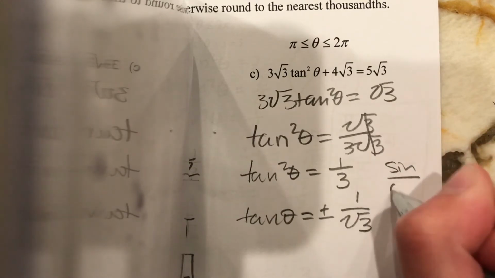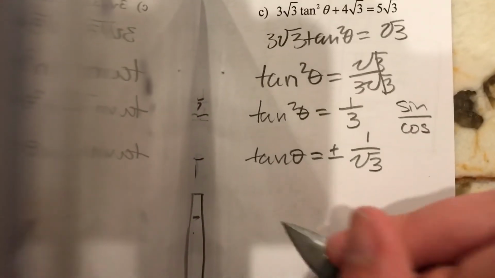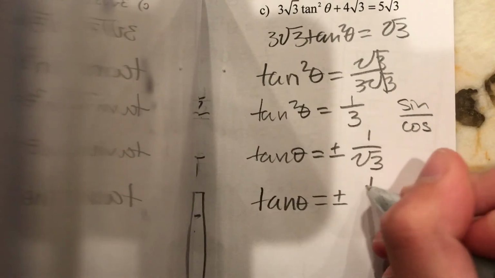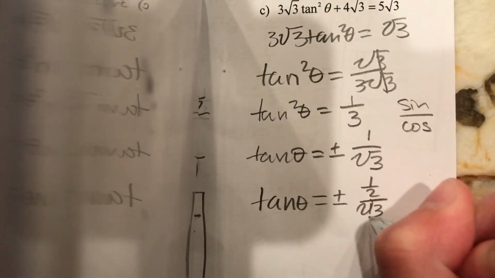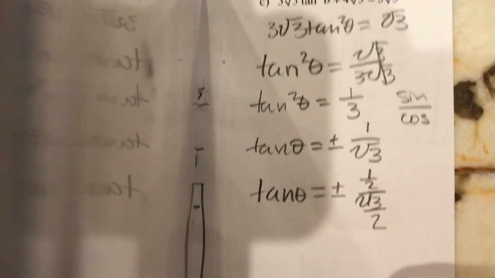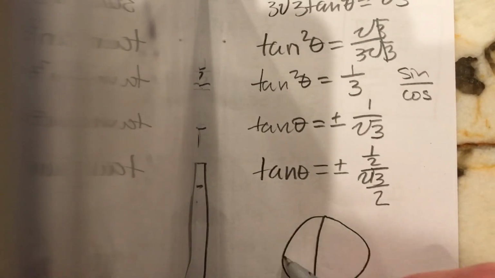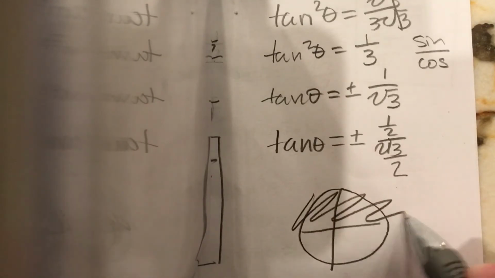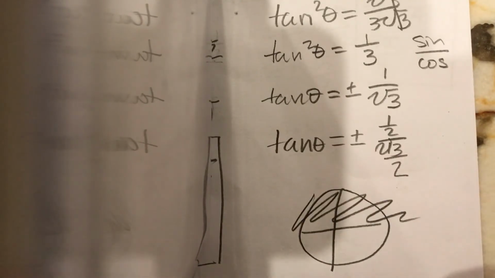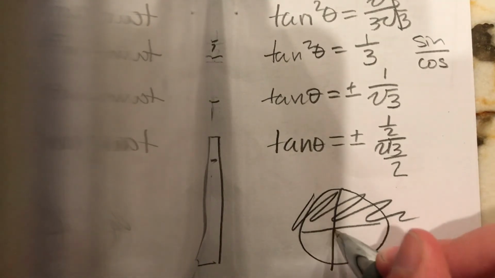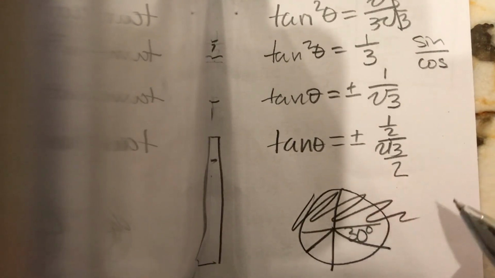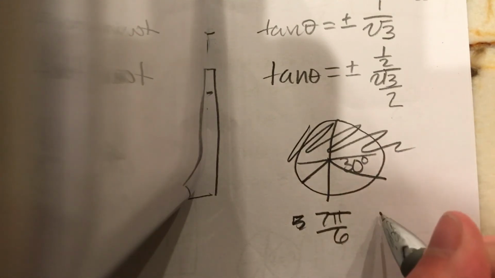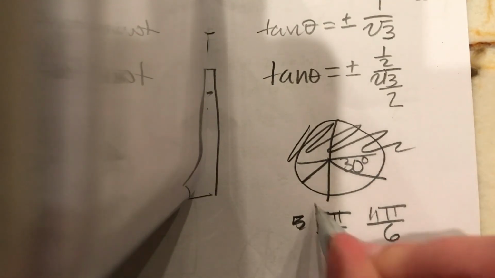Tangent is sine over cosine, so then that means that tangent theta equals plus or minus 1/2 over root 3 over 2. So then, on your unit circle, because of the domain restriction, you cannot have anything on the top. So then, you'd end up with your 30-degree angles, which makes cosine 1/2, and that would be 7 pi over 6 and 11 pi over 6 as your answers.